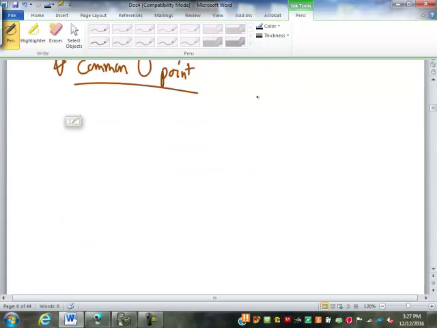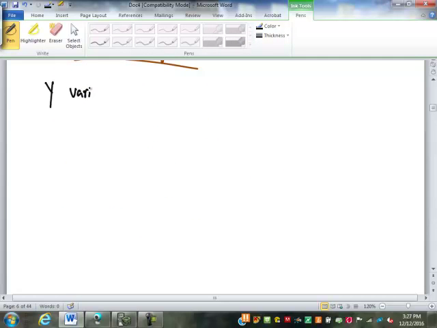So let's do another couple of examples here. Y varies directly. There's a lot of different ways of wording this. Y varies directly with X, directly as X. Other ways of wording it as well. X and Y vary directly with each other. So Y varies directly as X.